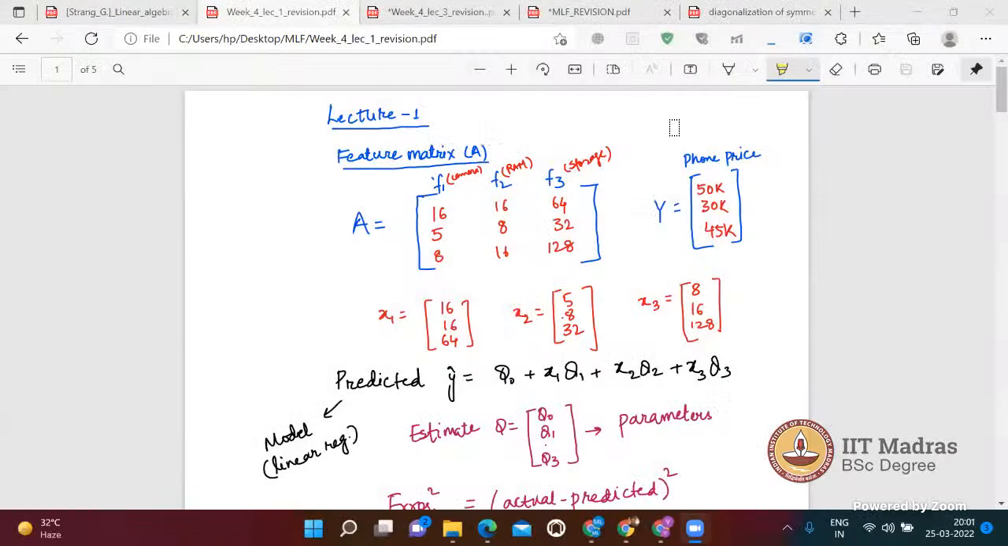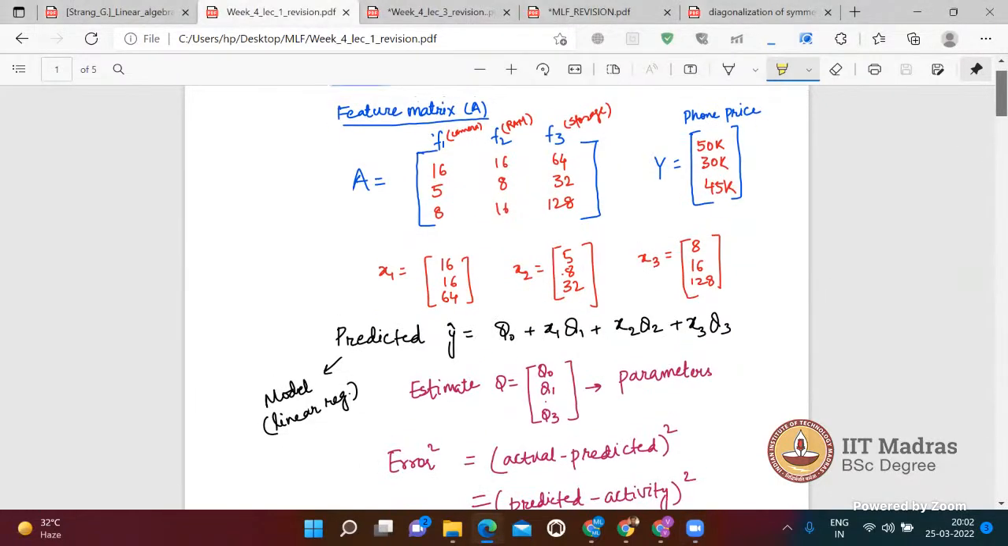Okay. So now we'll move to the last topic of today. In the fourth week, in the first lecture, we talked about the feature matrix. A feature matrix can be defined as follows: if you have a data set, and this data set has 3 features, like I told you in the starting also.